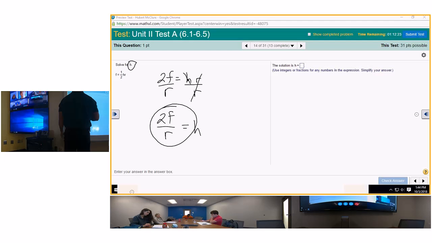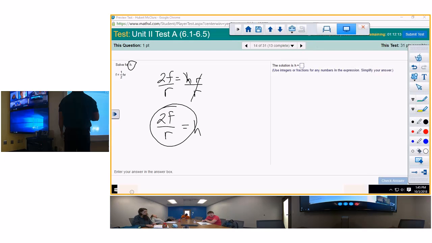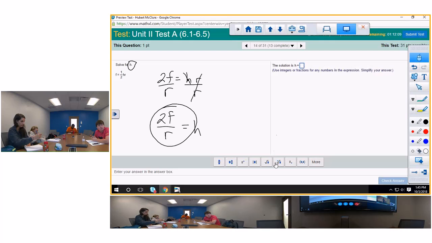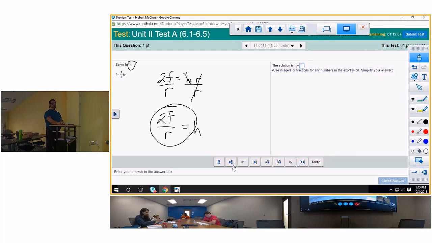I told you we'd have one or two formulas on here. One plug and chug, and one to solve. So I'm going to type in H is equal to, I'm going to hit my little fraction bar right here, 2F over little r.